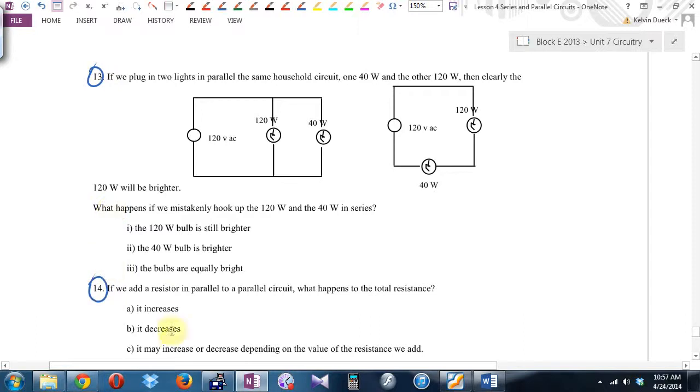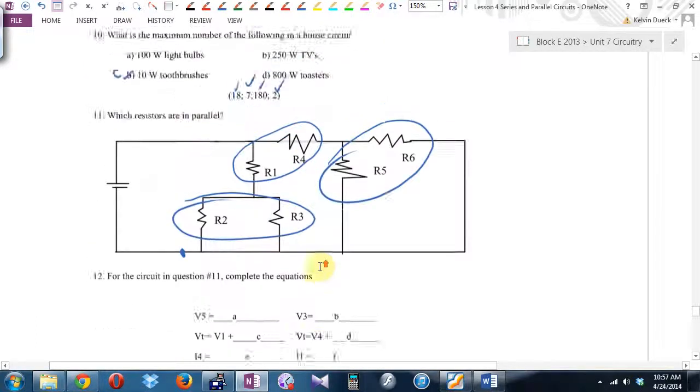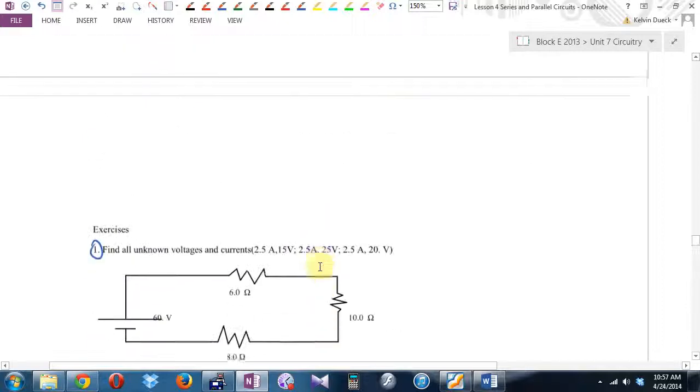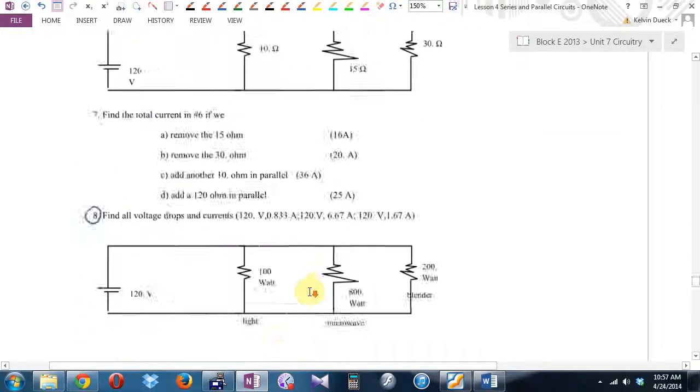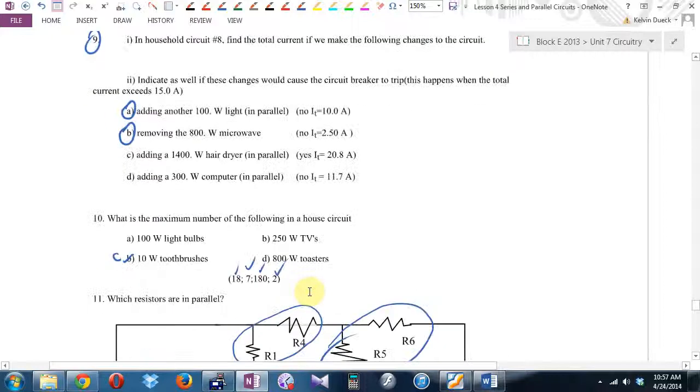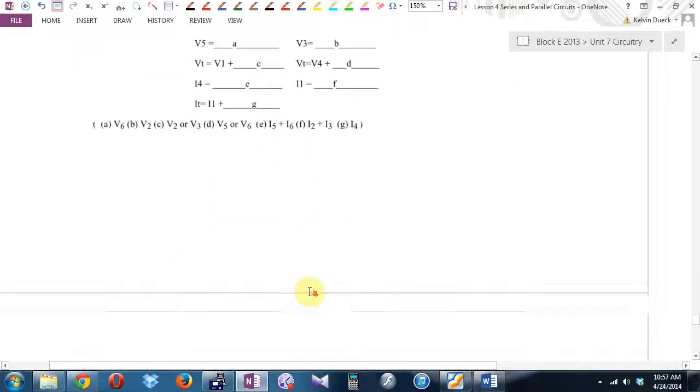So the questions that I assigned for those who are unable to keep up: 1, 2, 3, 6, 8, 9, A, B, 13, 14.